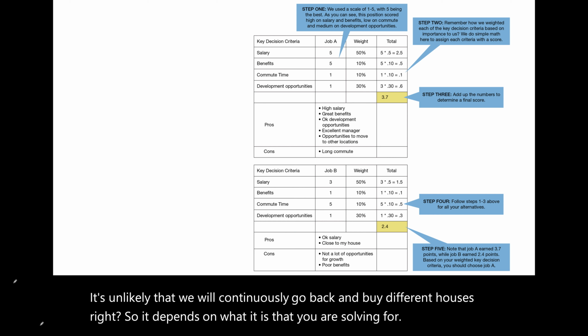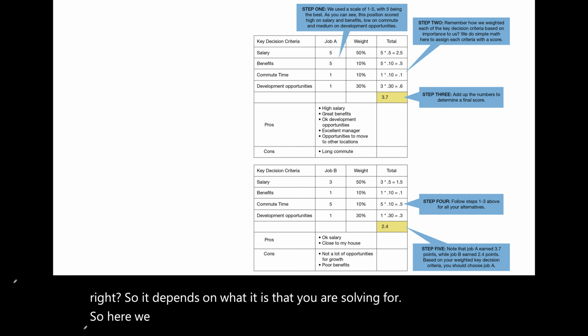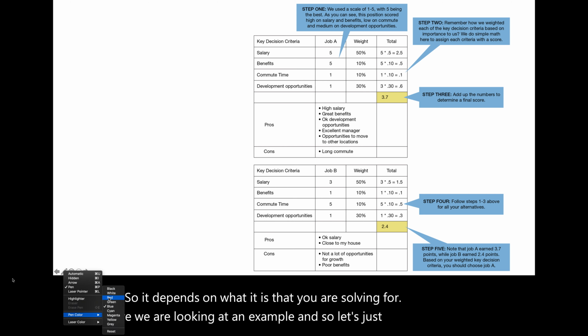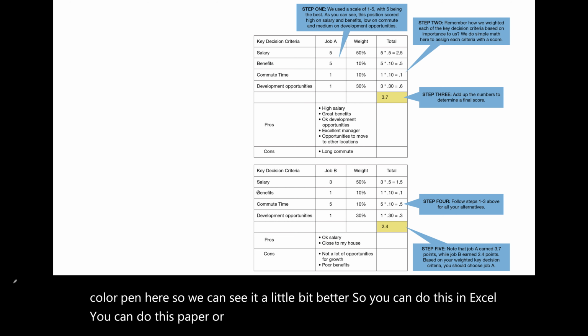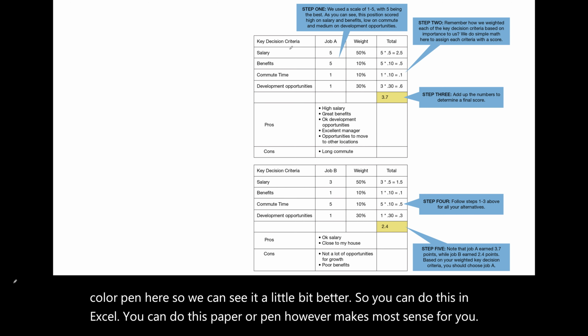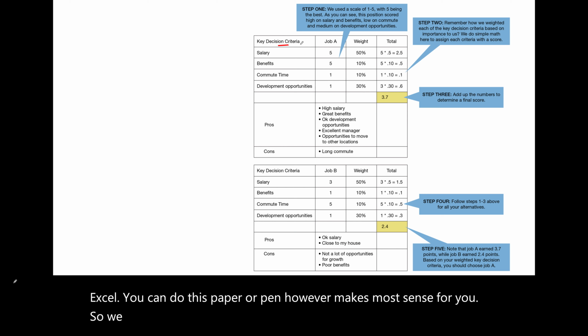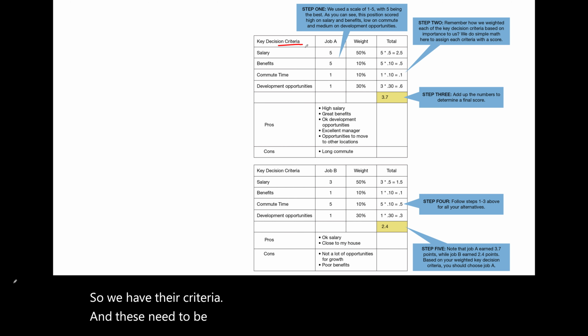So here we are looking at an example. And so let's just grab a different color pen here so we can see it a little bit better. So you can do this in Excel, you can do this with paper and pen, however makes most sense for you. So we have the criteria, and these need to be identified, and they are listed in the column.